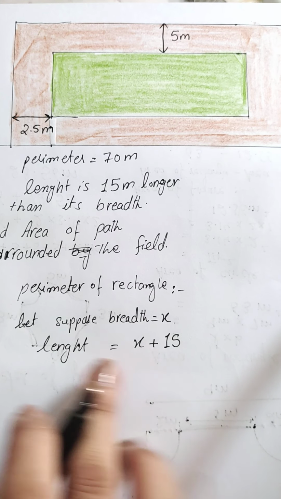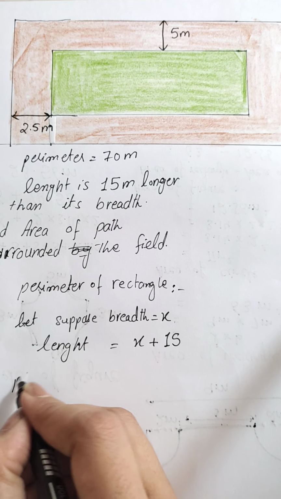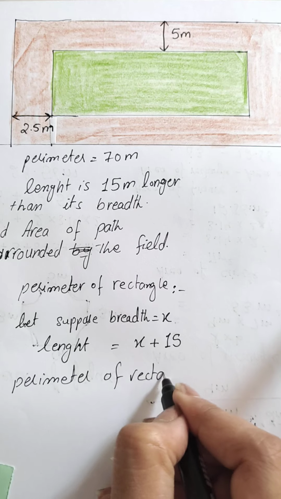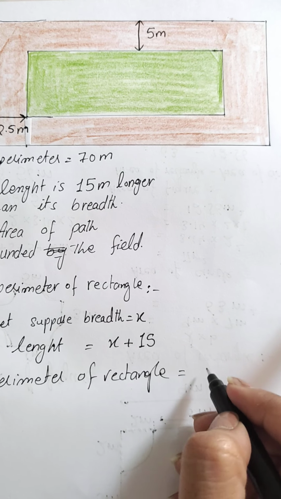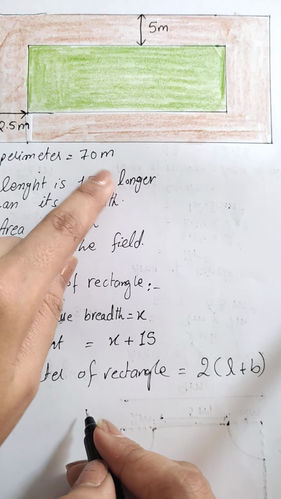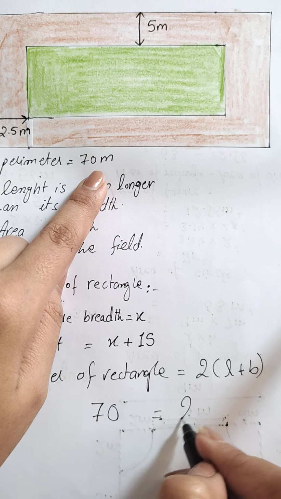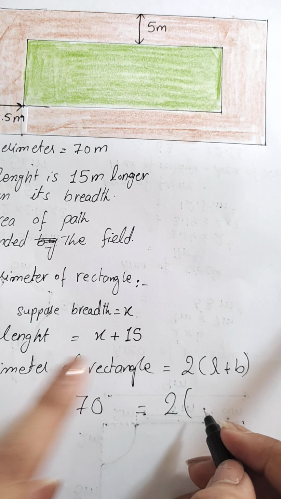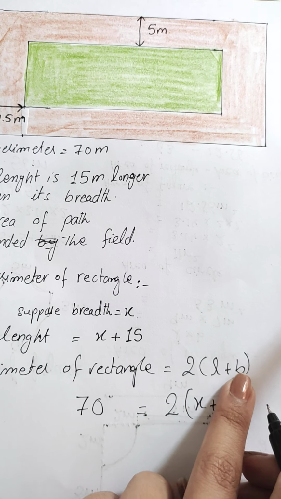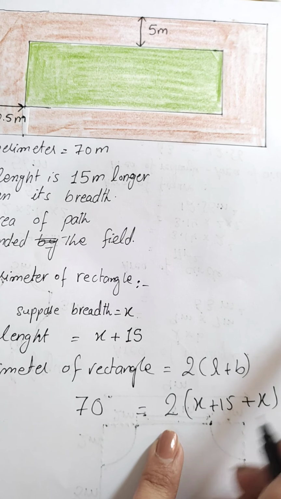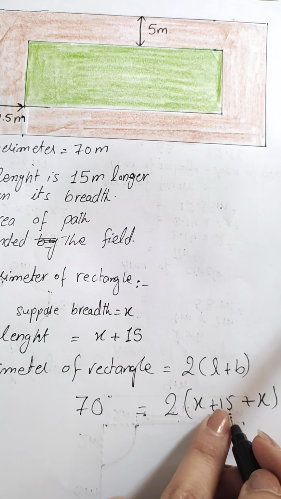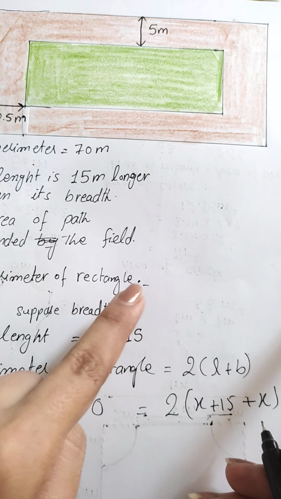Okay, now putting these values in the formula of the perimeter. Perimeter of a rectangle is equal to 2 into (L plus B). The perimeter of the rectangle is 70 meters, which is given in the question, and now putting the values, 2 as it is. The length is x plus 15 and the value of breadth B is x. x plus 15 is the value of length because length is 15 meters longer than breadth, and the value of breadth is x.